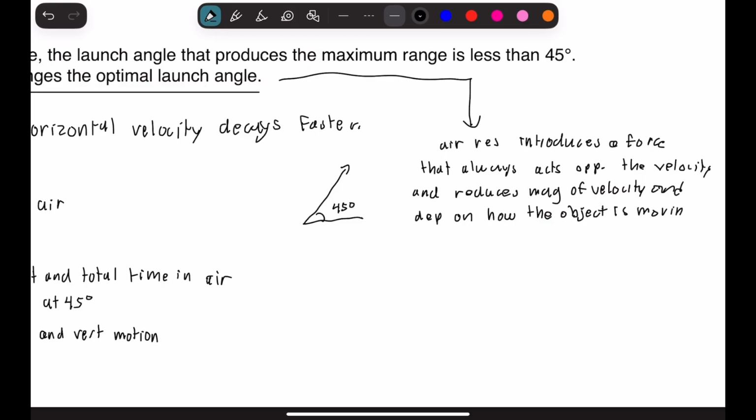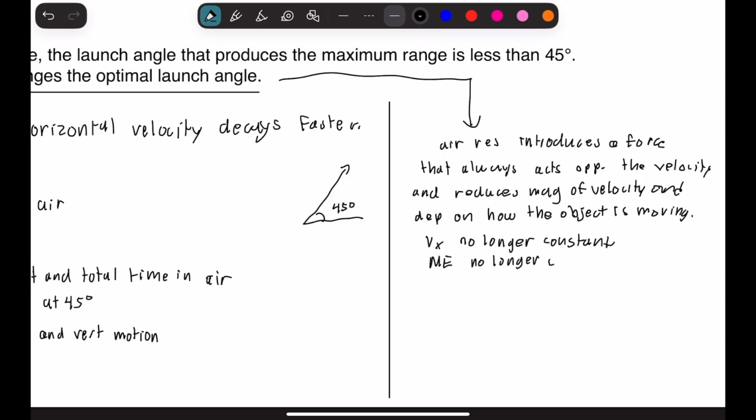Right? And most importantly, what does this mean? This means that Vx is no longer constant. And that means mechanical energy is no longer conserved, since that's an external force. And this breaks the 45 degrees optimal.